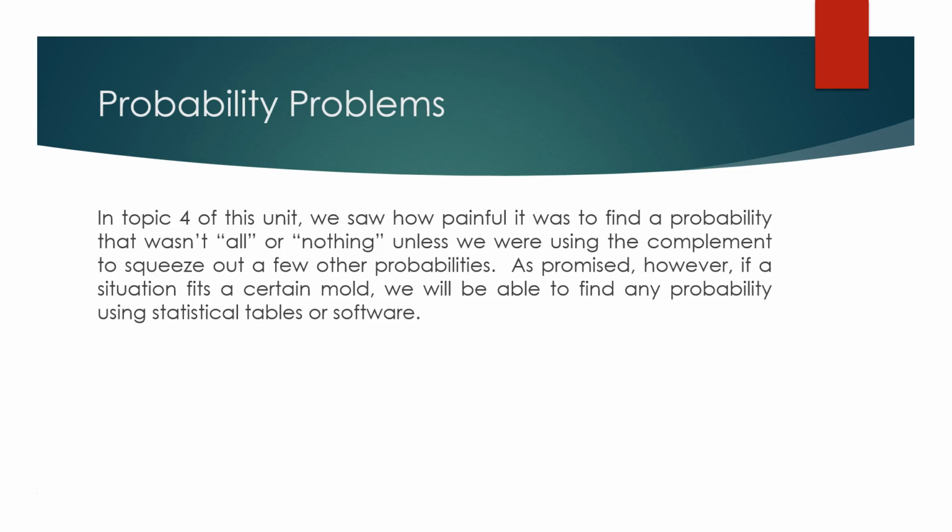So far in probability, what we found is that we could only calculate a probability if we were looking at all or nothing. So the probability that all of something happened or the probability that nothing of that event happened. With the complement, we were able to find just a few other probabilities, but in general, this isn't typical of the way that we would find probabilities. We would normally want to find some sort of situation that we can mold our scenario to. The one that we are going to be looking at in this topic is the binomial distribution.